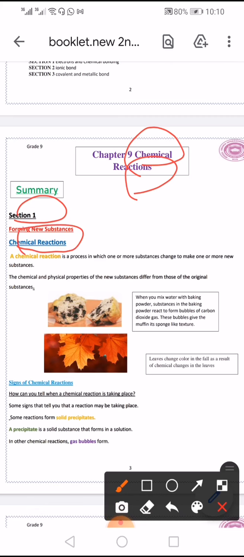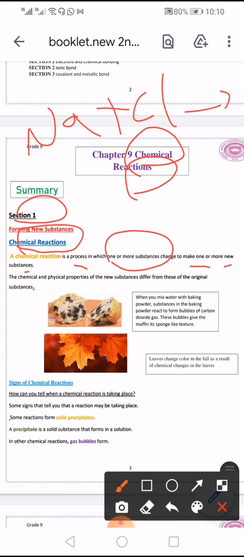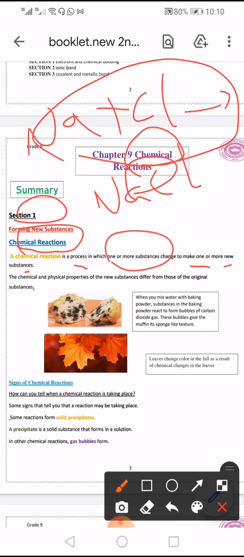What's meant by chemical reactions is a process in which one or more substances change to make one or more new substances. For example, if we have sodium react with chlorine, it forms sodium chloride. This is a chemical reaction. Two substances react together and form a new substance. Chemical and physical properties of a new substance are different from those of the original substances.